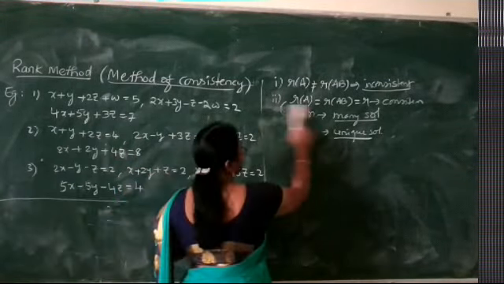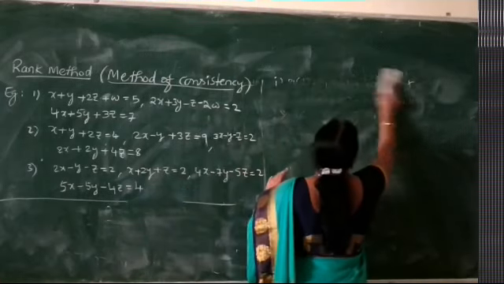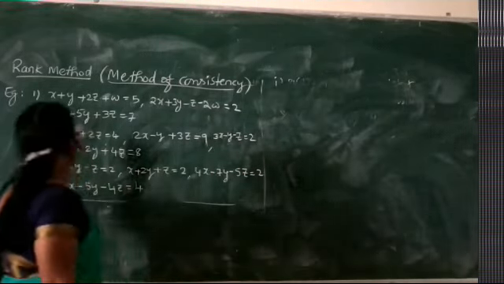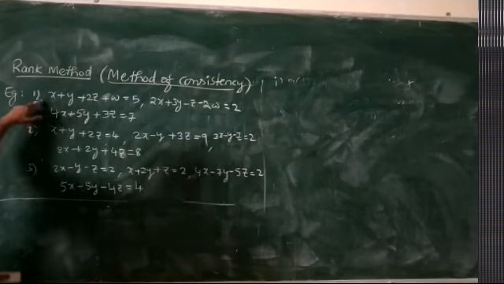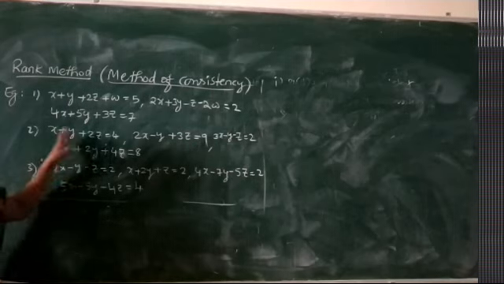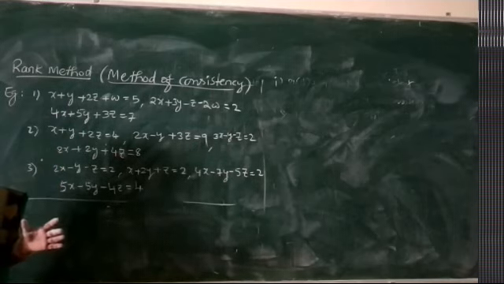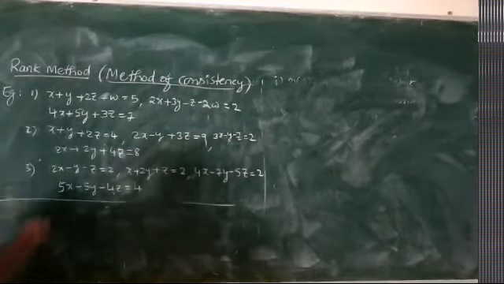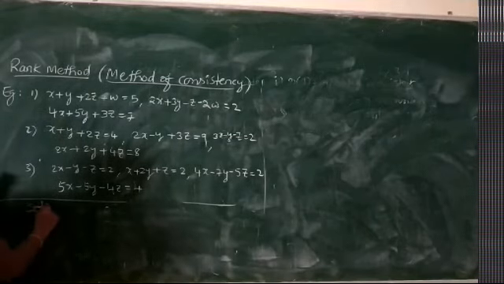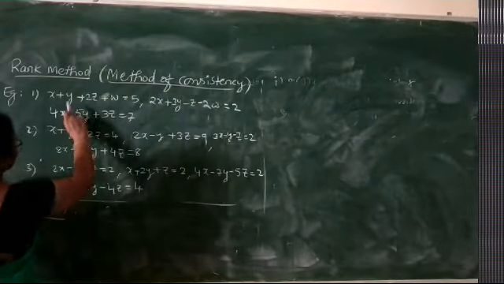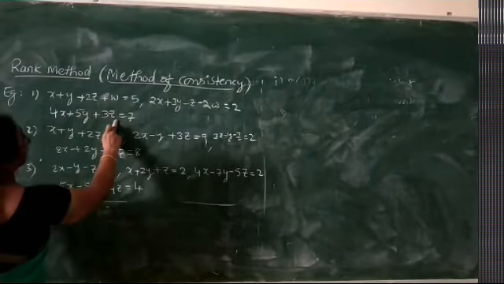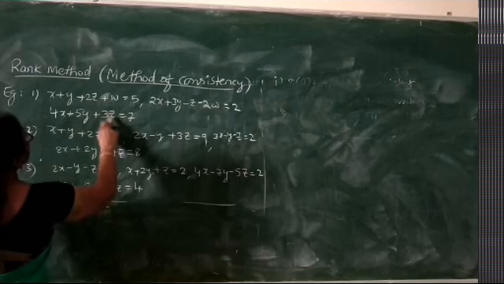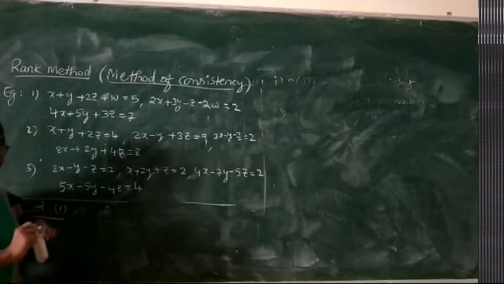Now let us apply this method for getting the solution of these three problems. Look at the first problem. I am straight away writing the augmented matrices and then the corresponding reduction to echelon forms. So we are looking at the first problem solution. For the first system, clearly we can see there are three equations and four variables x, y, z, w.